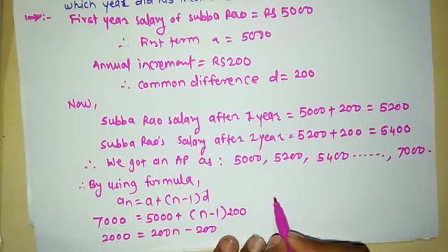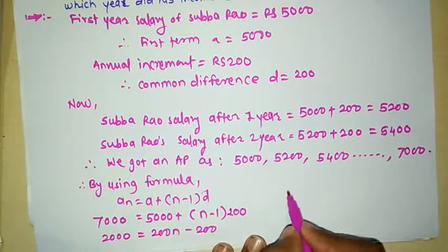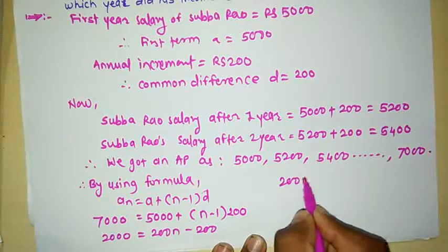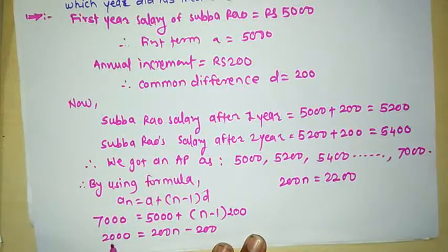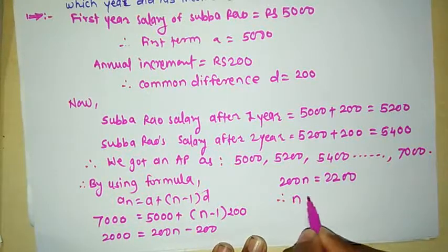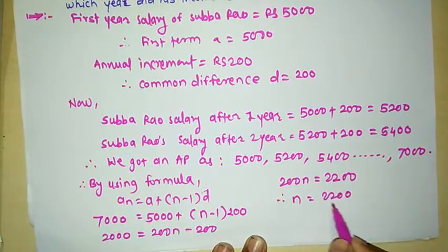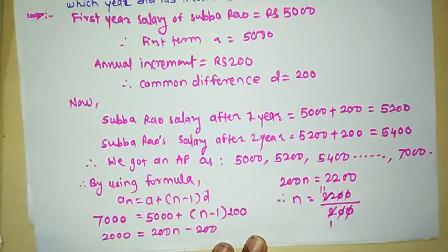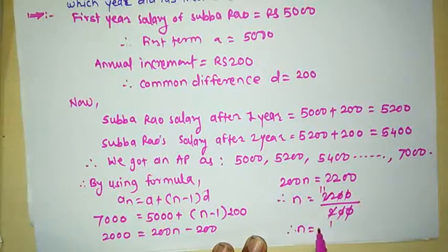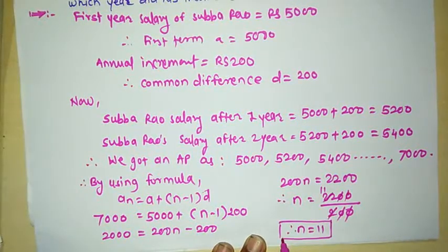Now send this minus 200 towards left hand side. It will become 200 n is equal to 2000 plus 200, which is equal to 2200. Therefore n is equal to 2200 divided by 200. This 0 gets cancelled, this 0 and this 0 get cancelled. Now 2 1s are 2, 2 11s are 22. Therefore we got n is equal to 11.